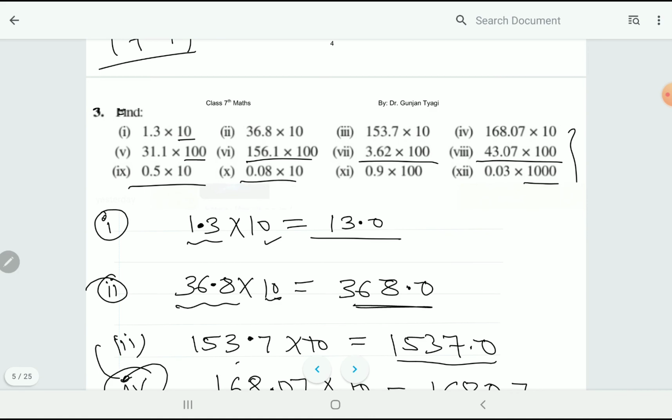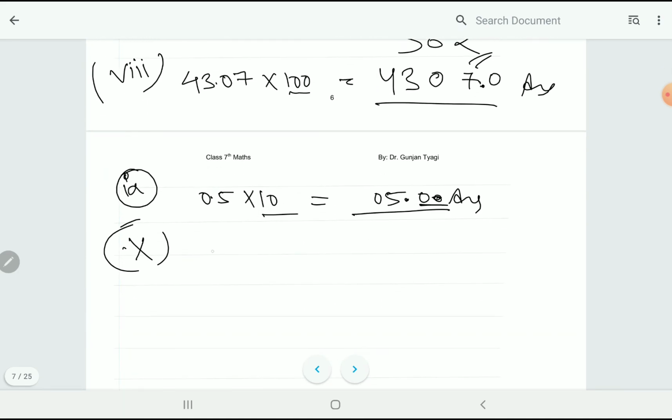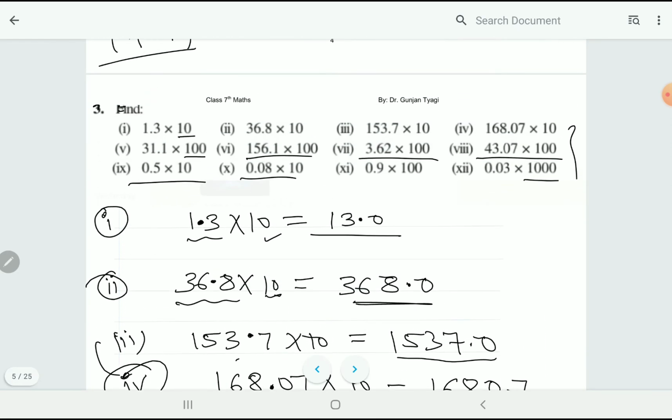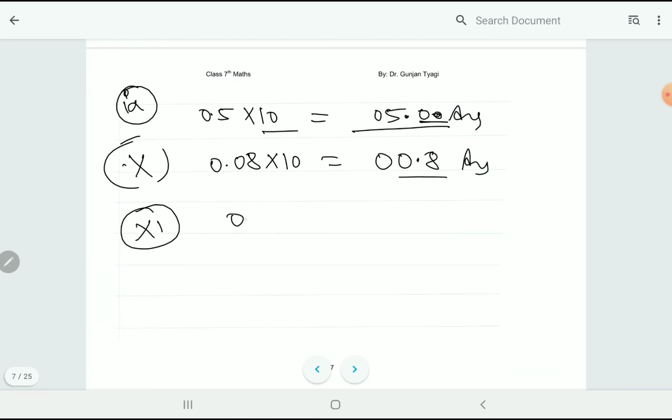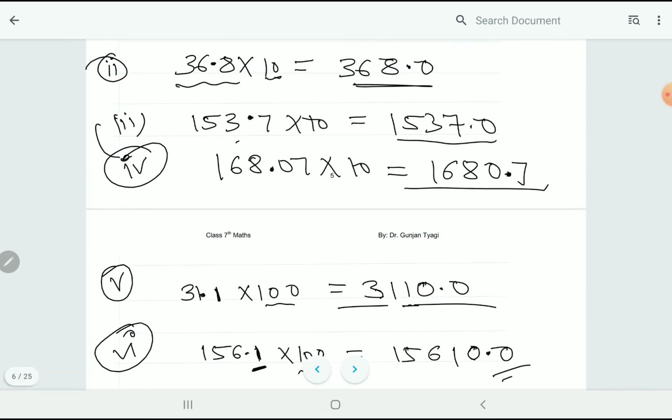10th part is 0.08 multiply 10. Again decimal will shift one place to the right. This is the answer. 11th part is 0.9 multiply 100. Decimal will shift 2 places. 0 9, 1 place, 2 place, then decimal. So decimal यहाँ थी और यहाँ पर शिफ्ट हो गई, 2 places शिफ्ट हो गई.